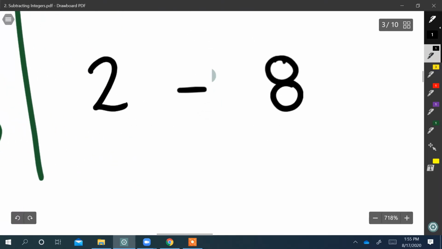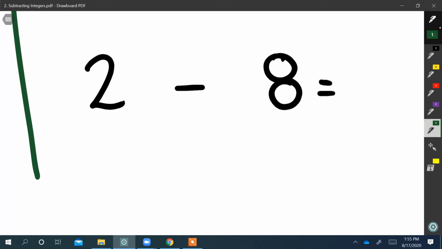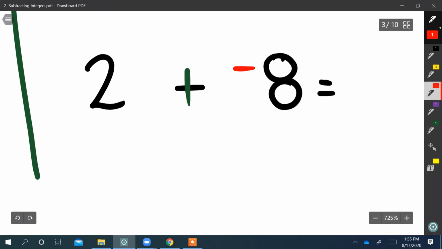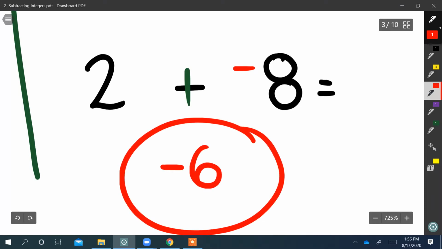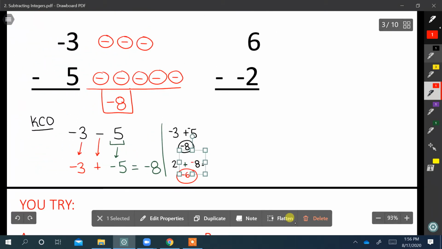What would you get there? 2 minus 8. So using KCO, this is the quick way of using KCO. You turn that into a positive and you make this guy a negative. You add those two together and you get -6 as your final answer. That will be using KCO.